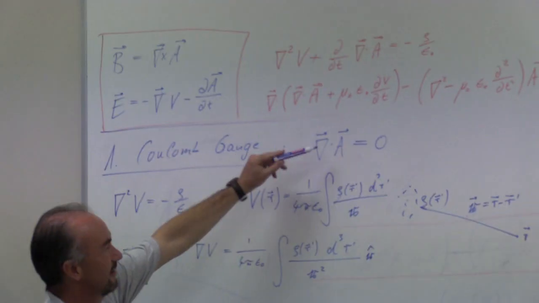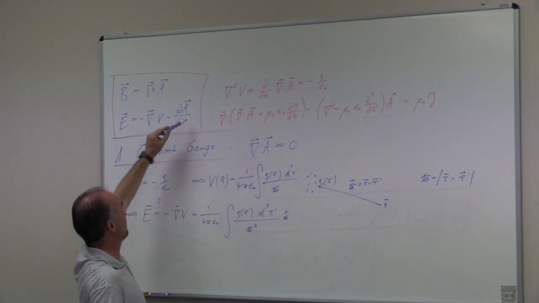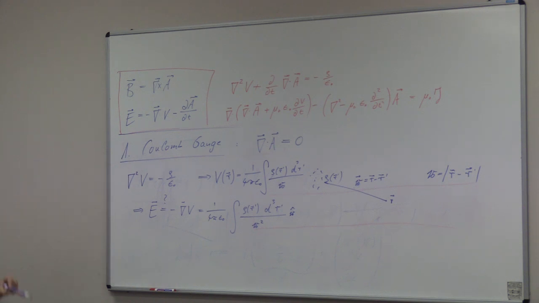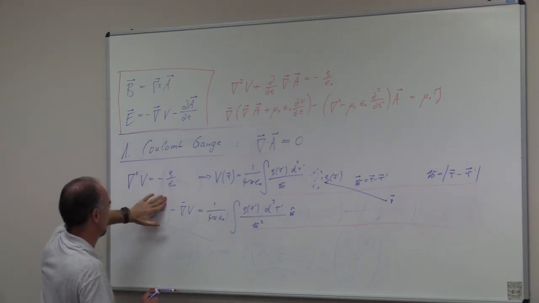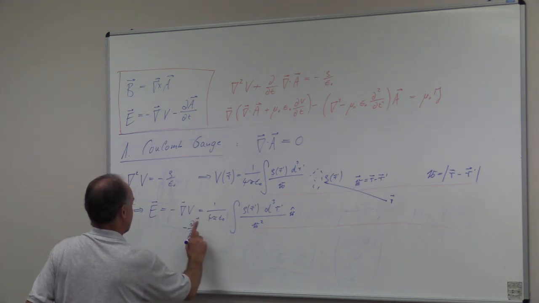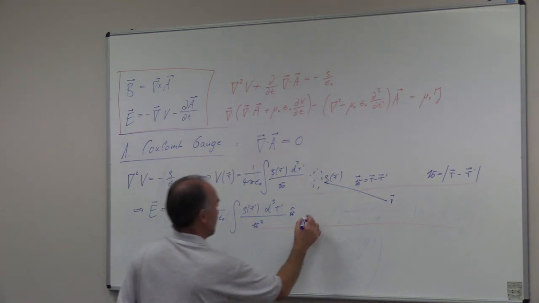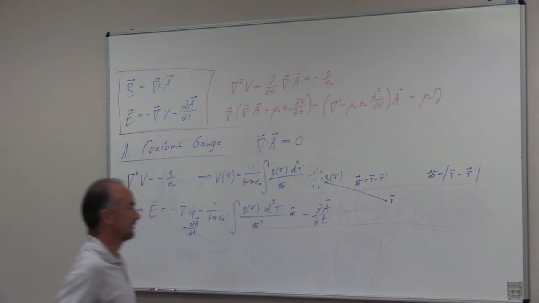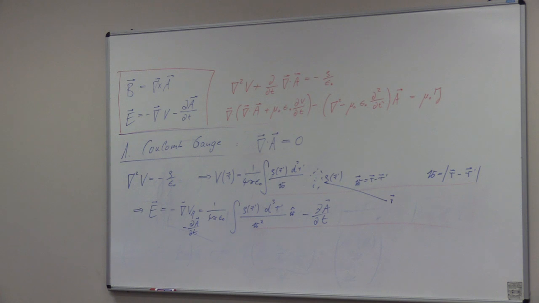We've only set the divergence of A to 0, right? But we still have the dA/dt term. So we still have to add the dA/dt to this, right? Minus dA/dt, whatever the A is. That is generally not zero. So now it's correct. Very good.